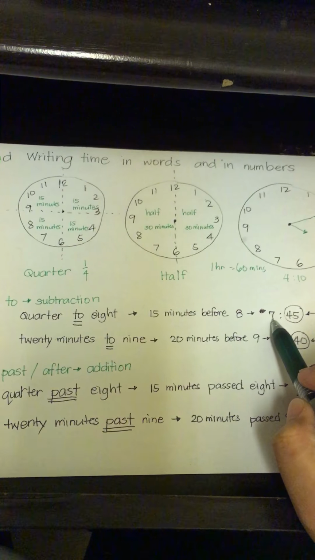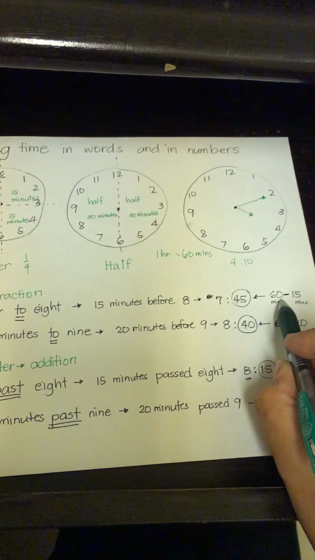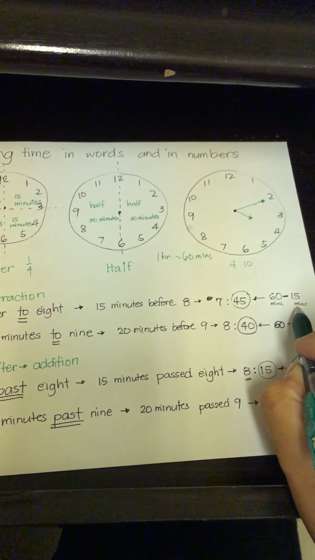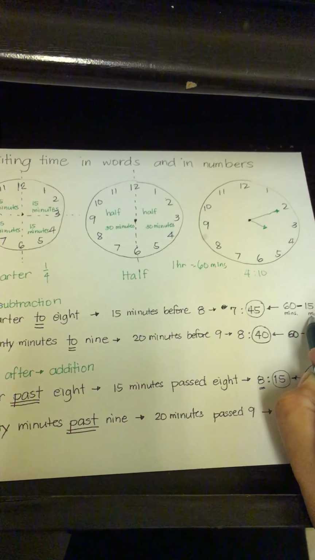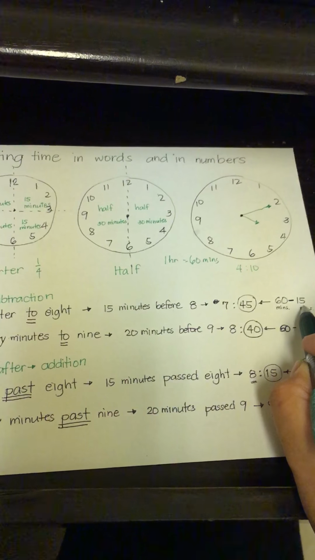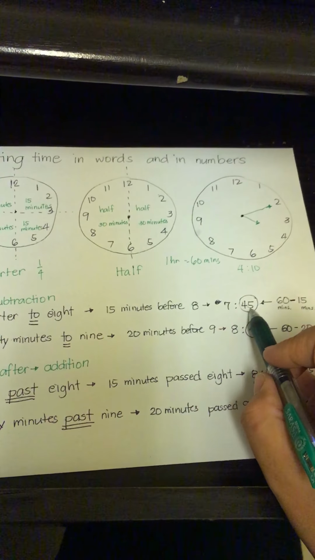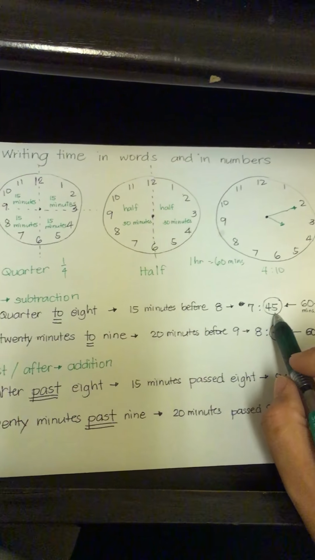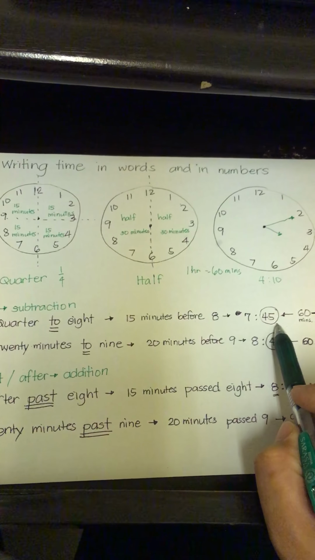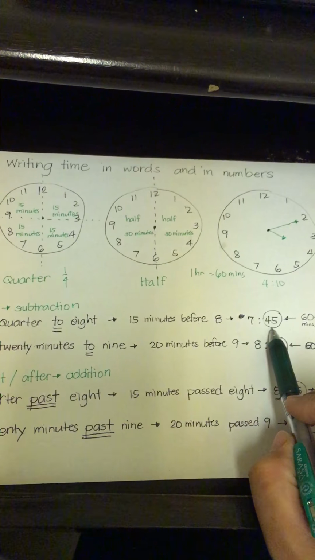We said that to means subtraction. So 60 minutes, that is 1 hour, you will subtract 15 minutes, because it says quarter to 8. Quarter means 15 minutes from the hour. So 60 minus 15 gives us 45. So the answer for quarter to 8 will be 7:45, or we can also read it as quarter to 8.